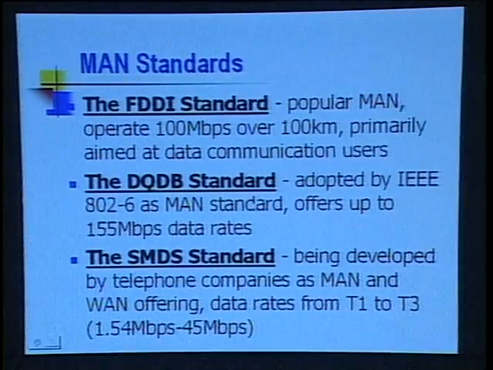There are a number of MAN standards which are followed in order to develop the metropolitan area networks, and these standards are the FDDI standard, for example, Fiber Distributed Data Interface standard. It is a popular MAN standard, operates at 100 megabit per second over 100 kilometers, and this standard is primarily aimed at the data communication users.